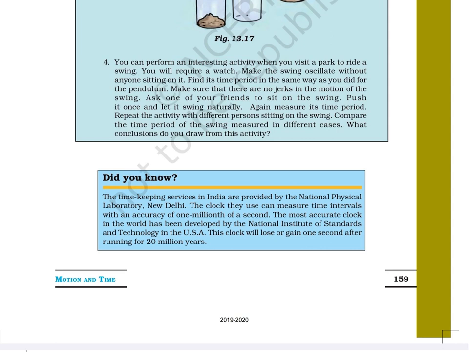Did you know the timekeeping services in India are provided by the National Physical Laboratory, New Delhi? The clock they use can measure time intervals with an accuracy of 1/1,000,000th of a second. The most accurate clock in the world has been developed by the National Institute of Standards and Technology in the USA. This clock will lose or gain 1 second after running 20 million years. The chapter 13 of total 18 chapters of the book ends here.